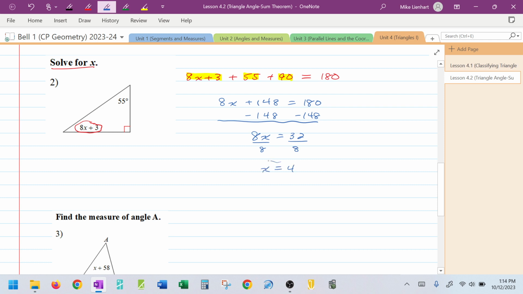Now for this problem, that's all I needed to do. Why? Because the direction said solve for X.